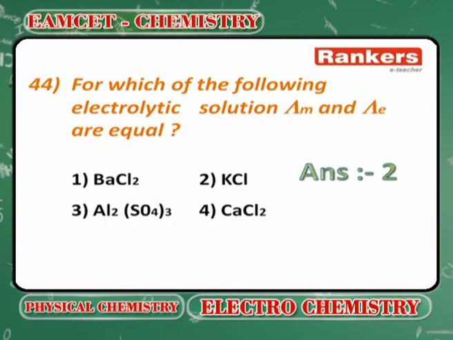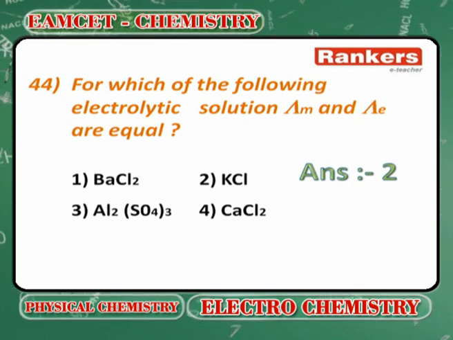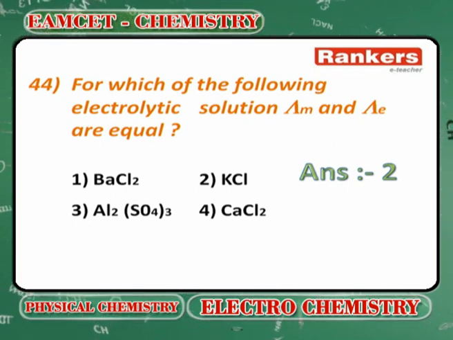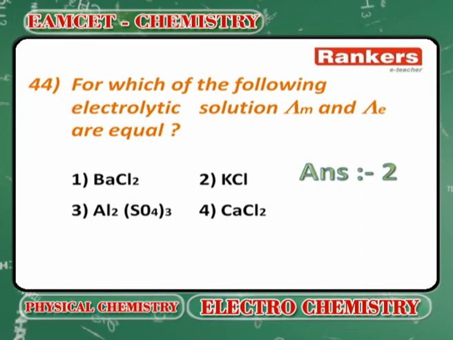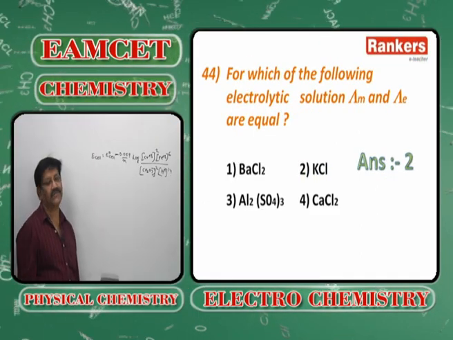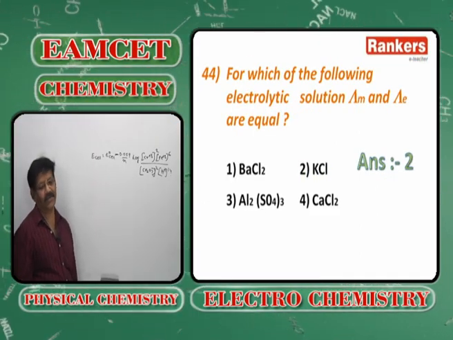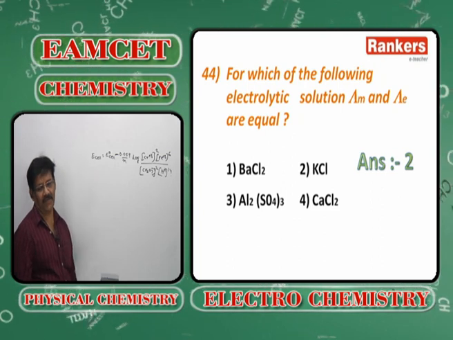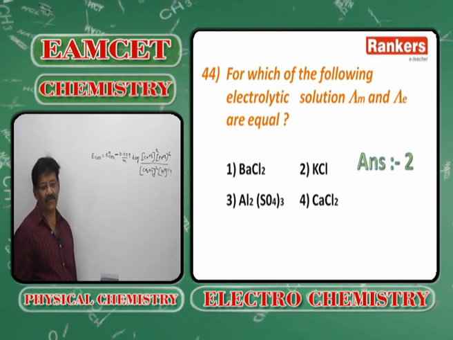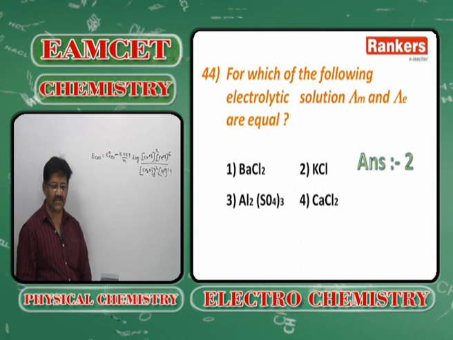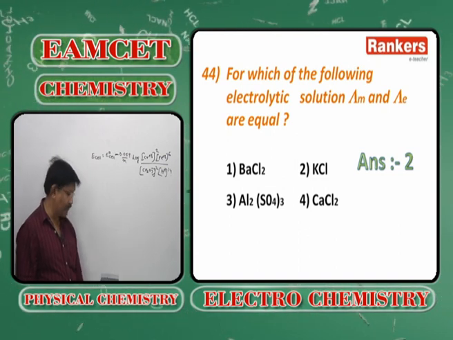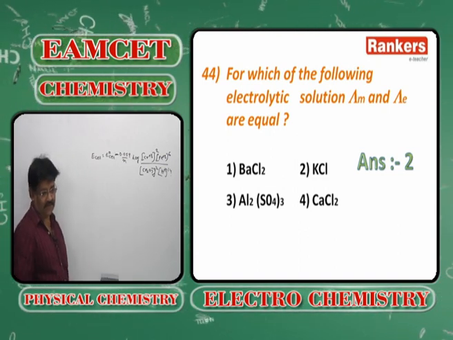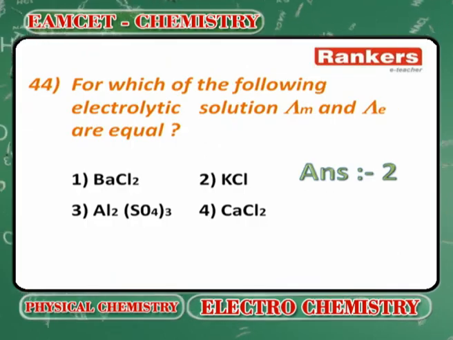Lambda m and lambda e must be equal. That can happen only when the n factor is 1. Molar conductivity and equivalent conductivity will be equal when the n factor is 1, which happens in the case of KCl. So option 2 is the answer.